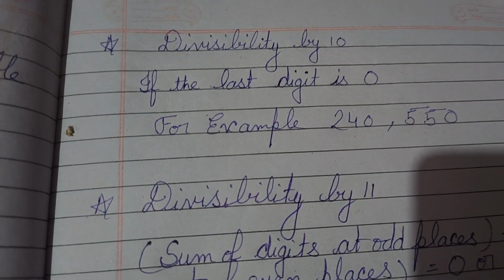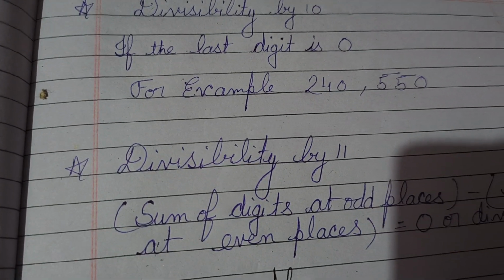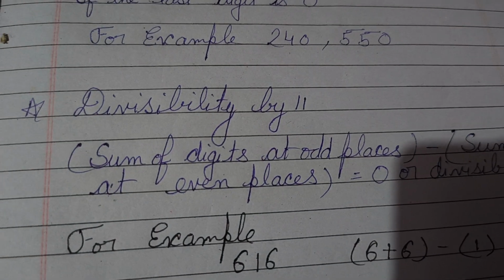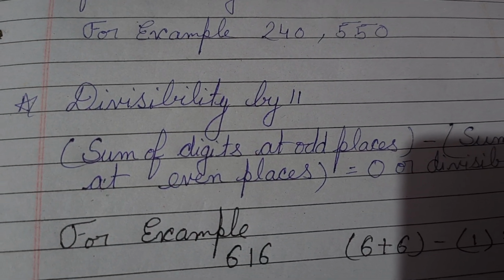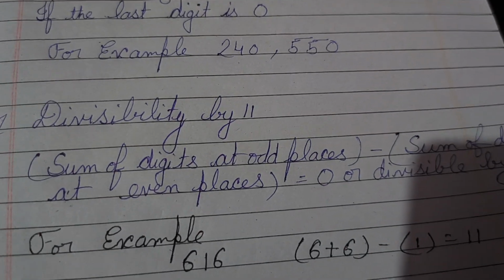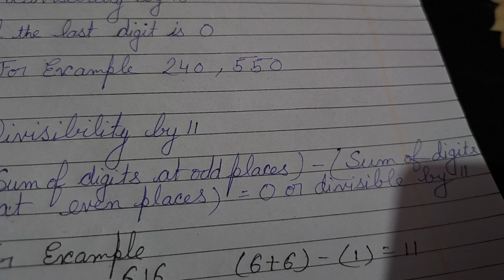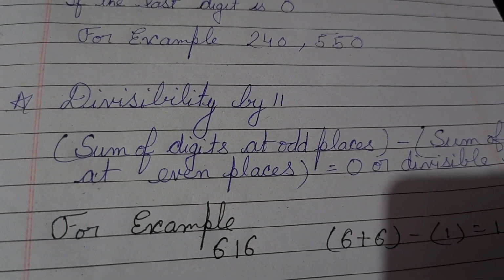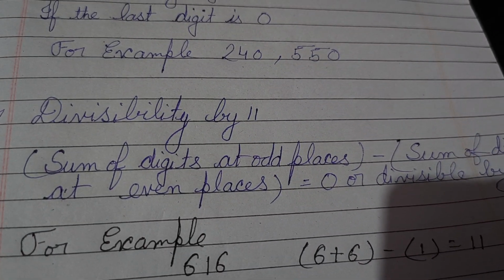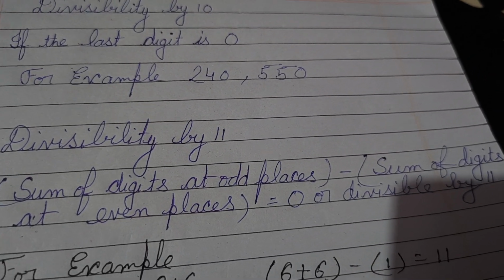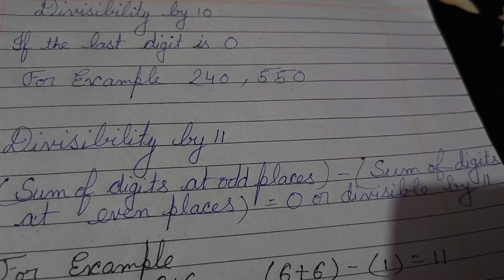Now, the last divisibility rule, by 11. Here, students, we need to check if the sum of the digits at odd places minus the sum of the digits at even places is equal to 0 or divisible by 11.